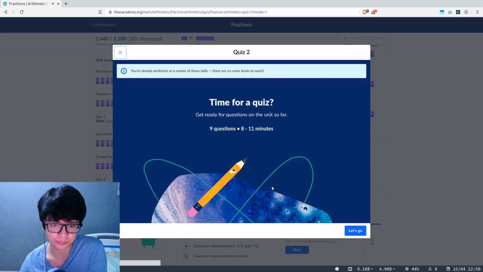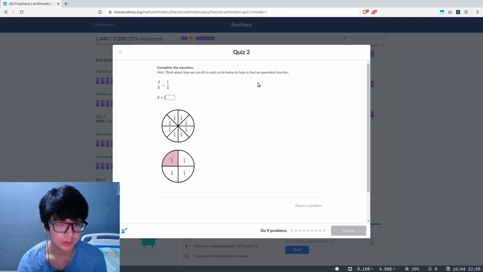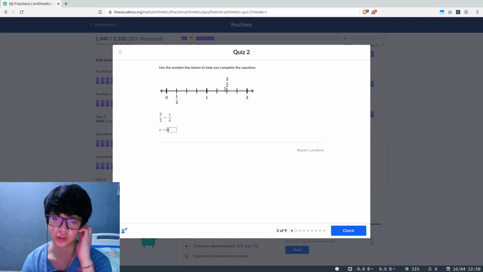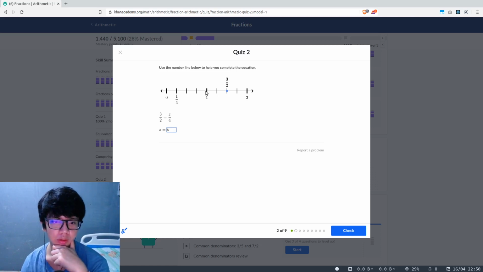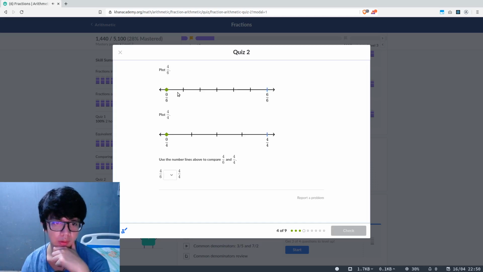Okay, let's do the quiz again. D is 2. Okay, so 2, 4, 6 votes. But I know this is 6, but let's check in terms of the number line. 1, 4, 4, 6. Yeah. Compare. This is half, this is both half. They're equal. But 4/6 and 4/4. Okay, so 4/4 separately.